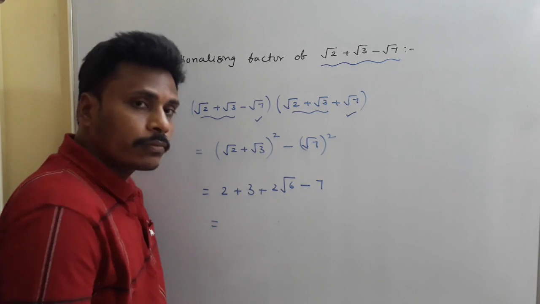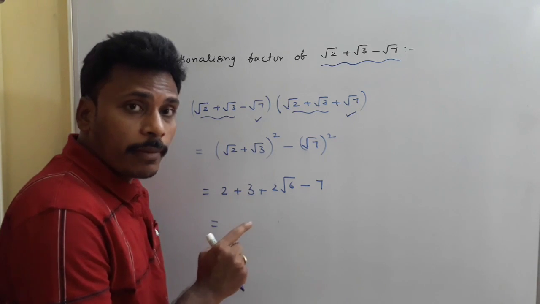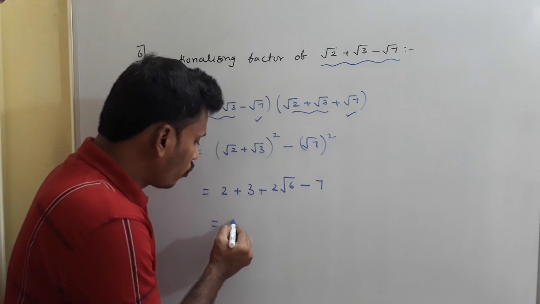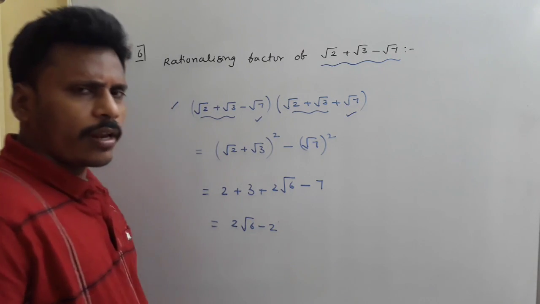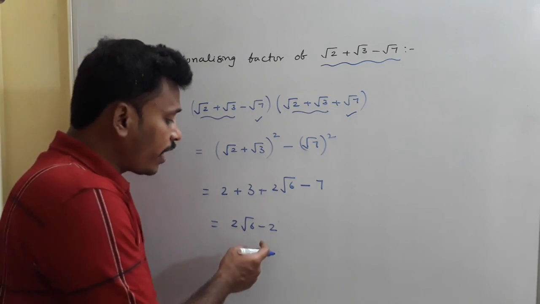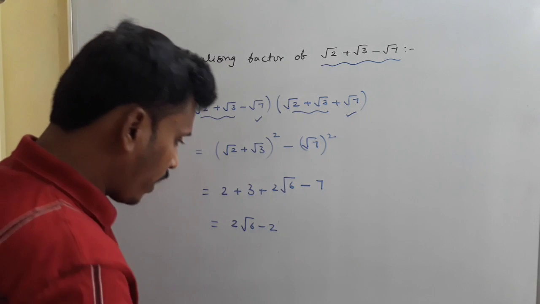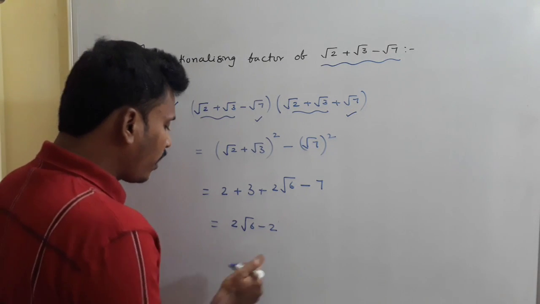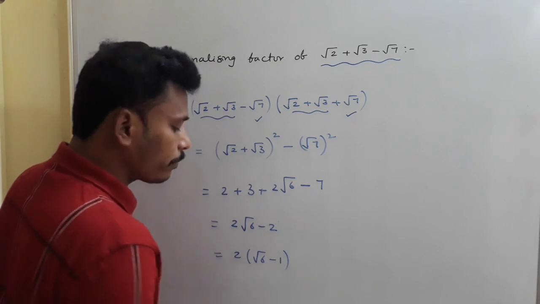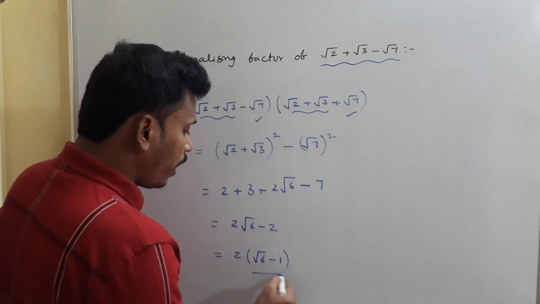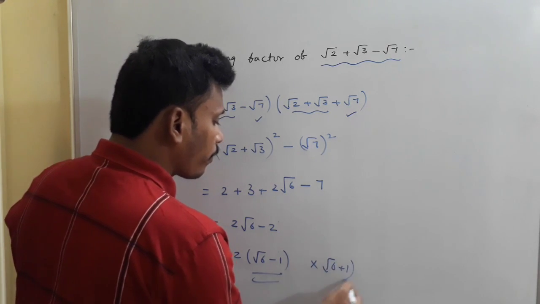So this equals 2 plus 3, 5, minus 7. 5 minus 7 is minus 2. So 2 root 6 minus 2. Again, it is not a rational number. If it were rational, we would say the rationalizing factor of the first number is the other one, but it is not rational. So what do we need to do? Think about this. This is 2 into root 6 minus 1, right? This is not rational, but to make it rational, we need to multiply with root 6 plus 1.